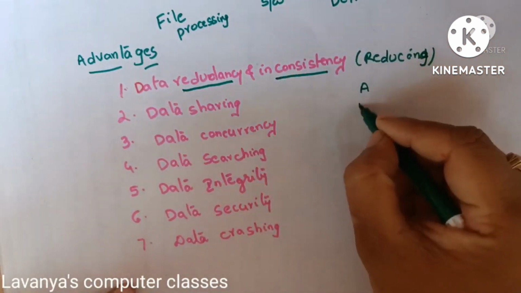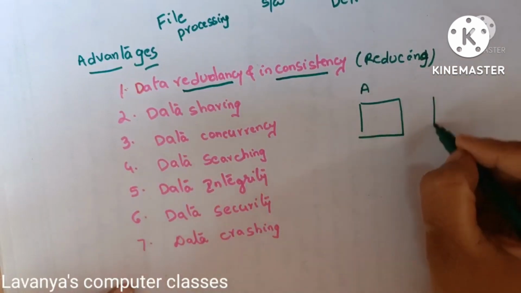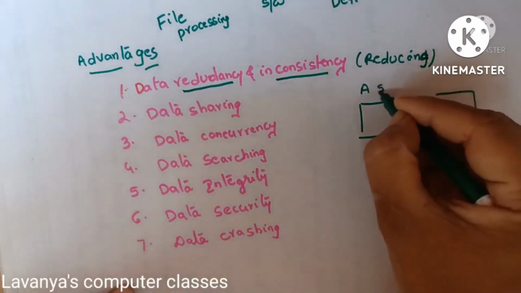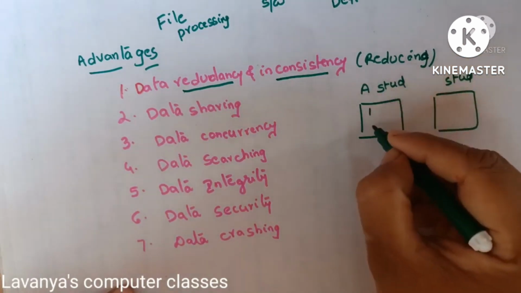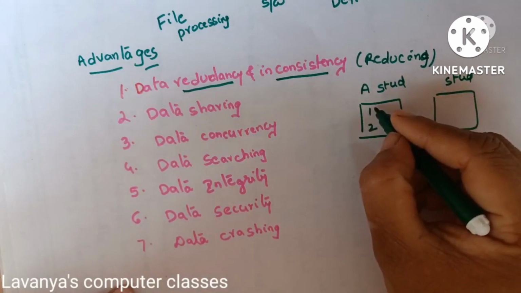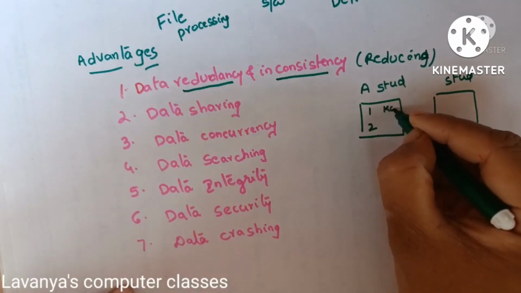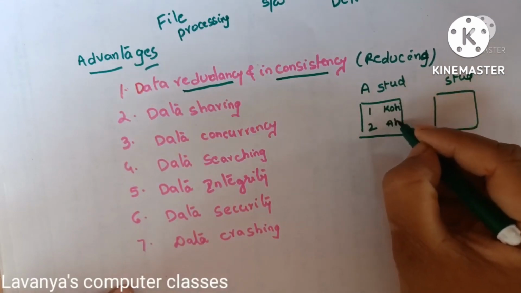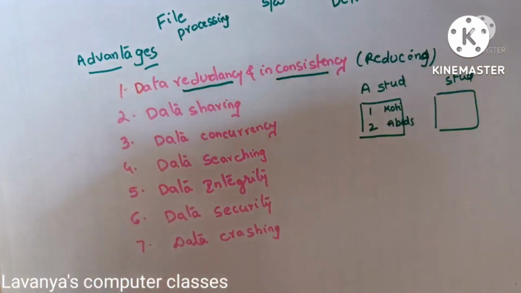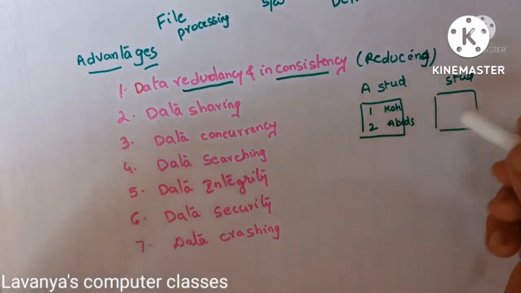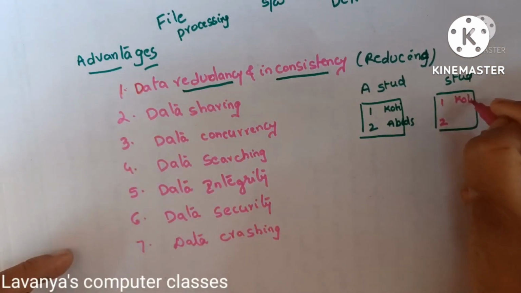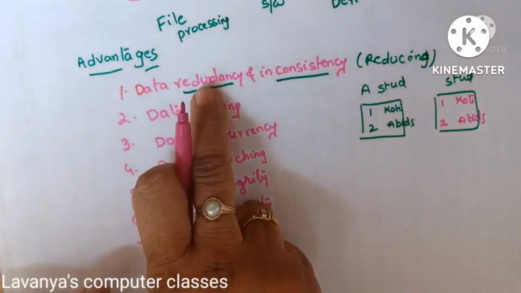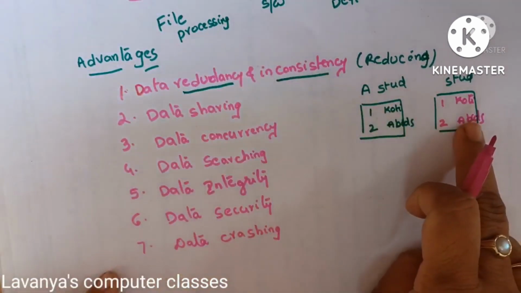For example, there is one file and another file. Both files maintain the student information only. For example, here two students' information is there: serial number 1, serial number 2. The first one is stored with name and address. Similarly, here also the same thing. The same information is available in a number of places. That is called repetition, data redundancy. It is there in the file processing system.